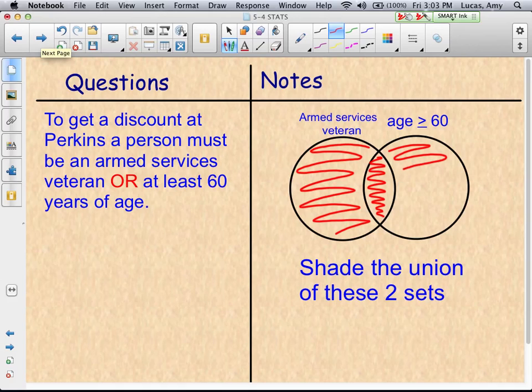Then we've got this group over here. These are people that are at least 60, but they aren't veterans. They still get the discount at Perkins. So it's one or the other or both. They all get the discount.